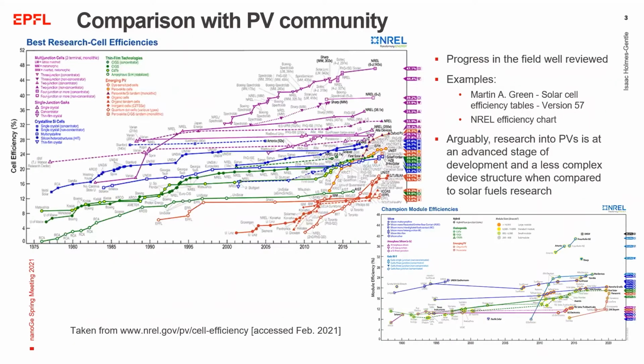In the PV community, the progress in the field is very well reviewed. So for example, we have the yearly Martin Green solar cell efficiency tables or the NREL efficiency chart. But in comparison to photoelectrochemical research, you could argue that photovoltaics research is at a far more advanced stage of development and has a less complex device structure when compared to solar fuels research.